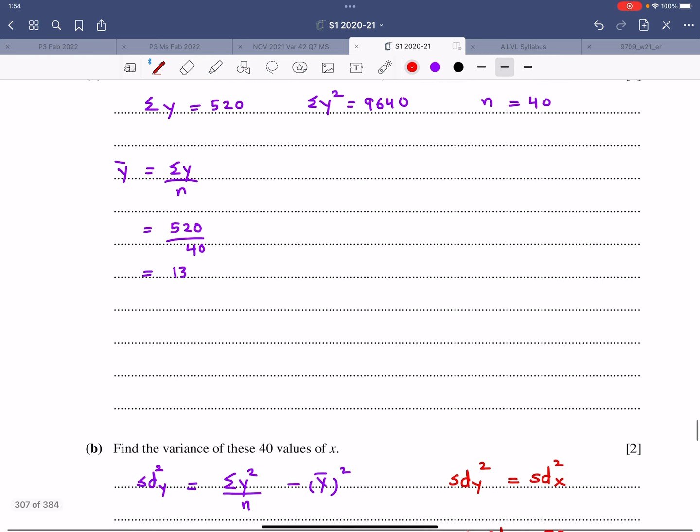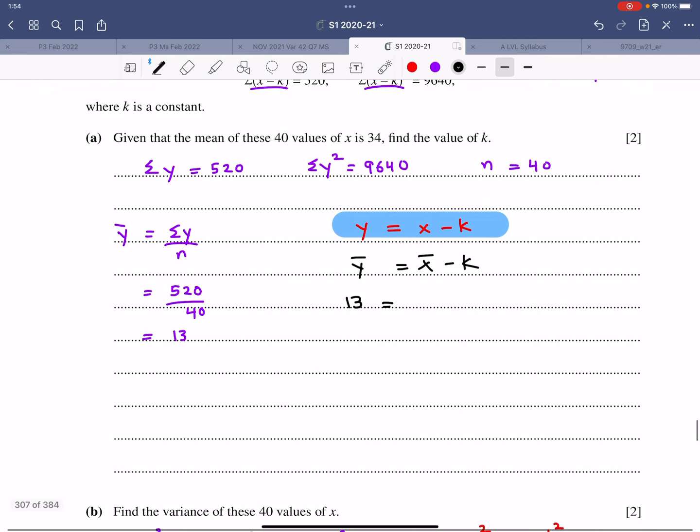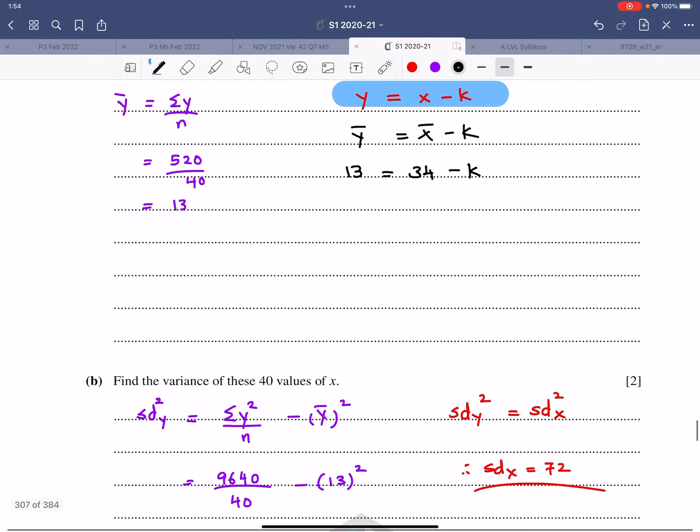But when we talk about the mean, we have this equation y equals x minus k. Therefore, y bar is x bar minus k. Y bar is 13, x bar is given as 34 minus k. So therefore k comes out to be 34 minus 13, which is 21. So the value of k comes out to be 21. That's a straightforward question, just like that.